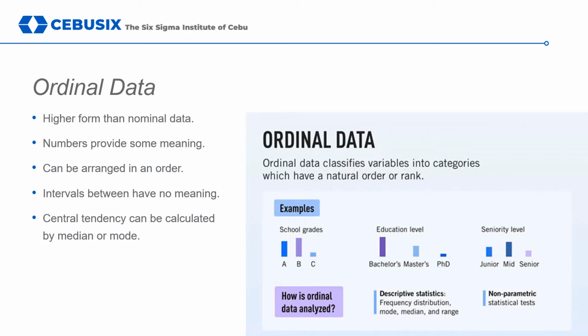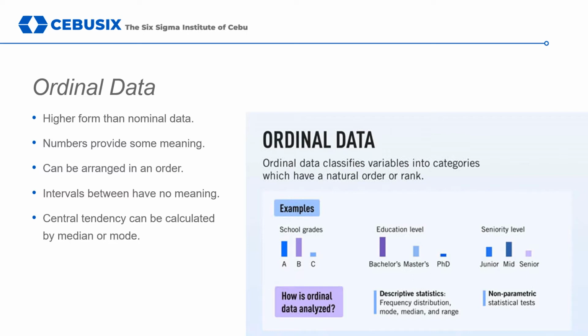Ordinal data is considered to be a higher form of data than nominal, though it still uses numbers and categories to identify data elements. With ordinal data, though, the numbers themselves actually provide some meaning. The numbers used in the failure mode analysis scales are ordinal data. The numbers are qualitative in nature, but they are also ranked.